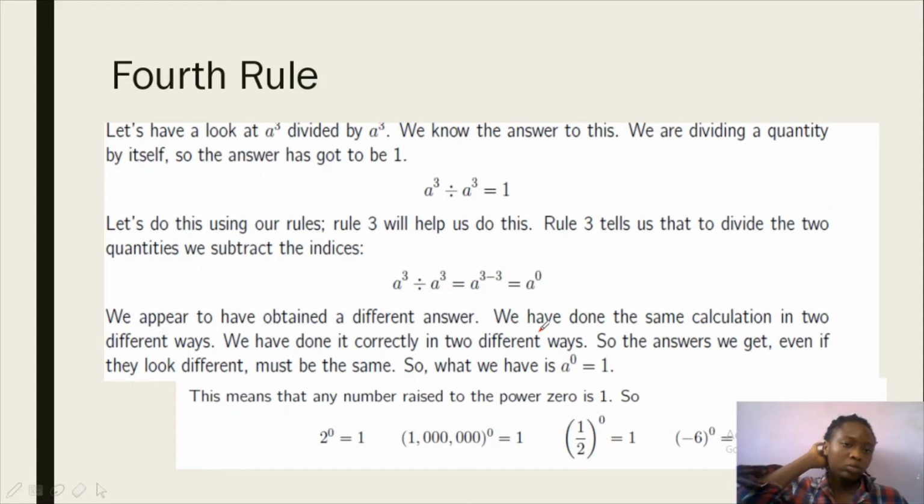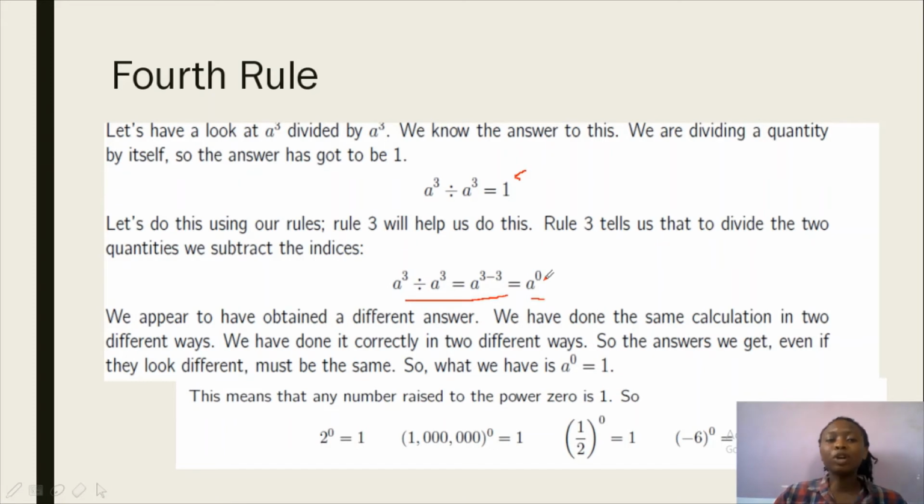But now, let's do this using our rule. Rule 3 would help us understand this. Using the rule, the division would subtract the exponent. We will get a raised to the power 3 minus 3, which is a raised to the power 0. This is supposed to be our answer and not this, right? Because here we got a 1, but now we are getting a raised to the power 0.